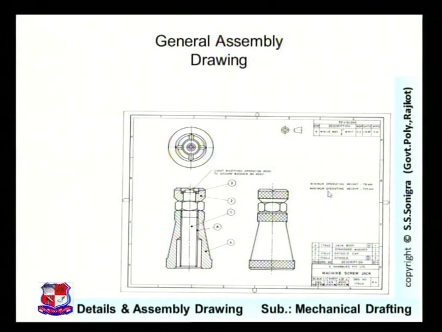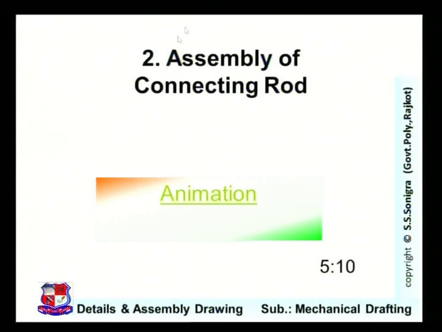And some dimensions, that is, minimum operating height 78 mm and maximum operating height 125 mm, are shown in this assembly drawing. Name of component, name of company, and some other details like drawing number, drawn by, designed by, checked by, and scale are also represented in this assembly drawing. So this is the assembly drawing taken from a private limited company to show the assembly of a screw jack.